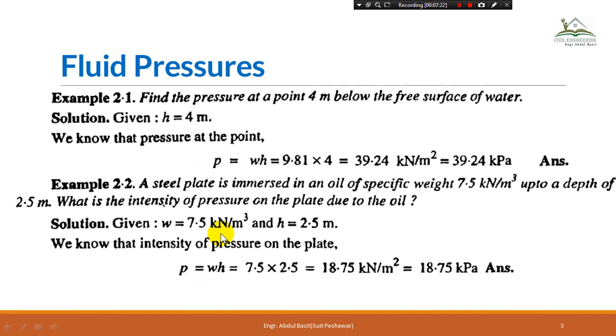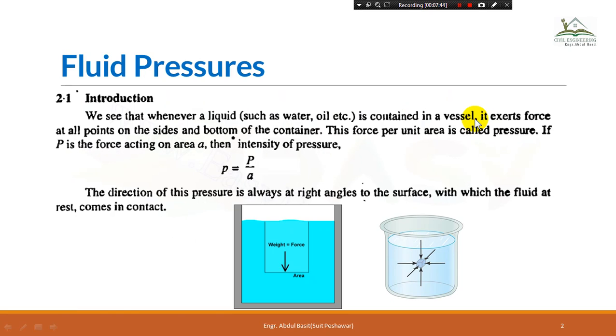Let me utilize that formula to solve a simple problem. Find the pressure at a point 4 meter below, and this 4 meter is actually H, below the free surface of water. So free surface of water is the top surface of the water. Like for example, in this container, the surface of water is this one.